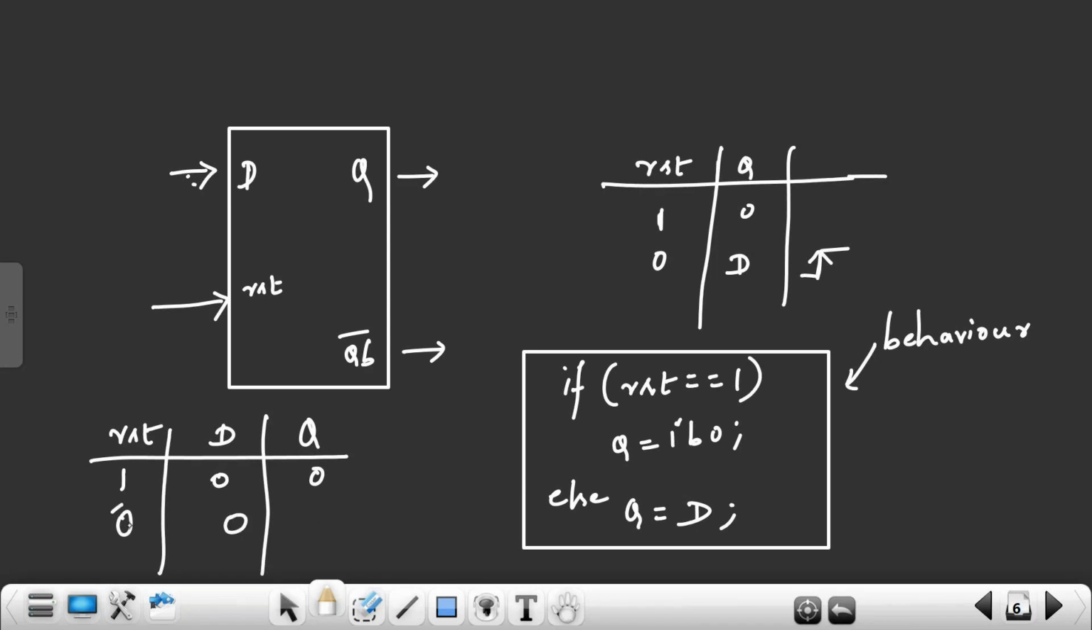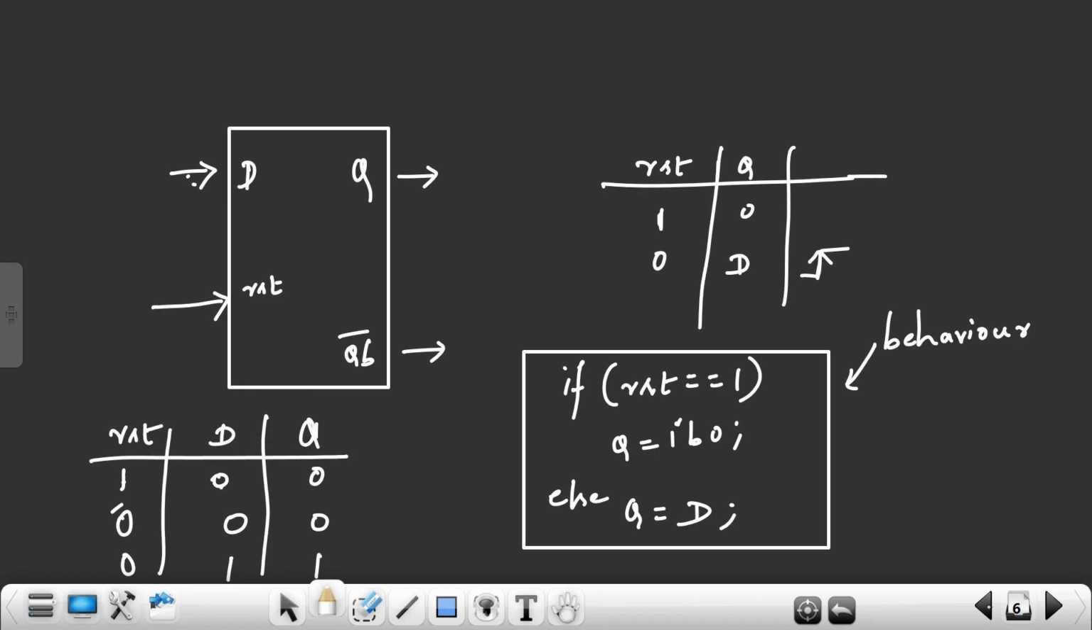When reset is 0, your Q should take D at the positive edge of clock. So 0, 0, 1. What should your output be? 1, because when reset is 0, your Q is going to take D at the positive edge of clock. So apply different inputs and check what is the output. And this output should match your intended output, the expected output. If that is matching, then it is done.